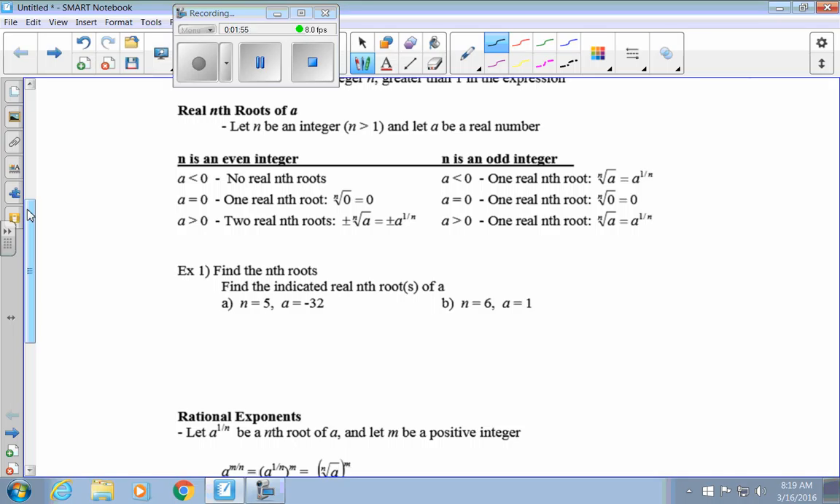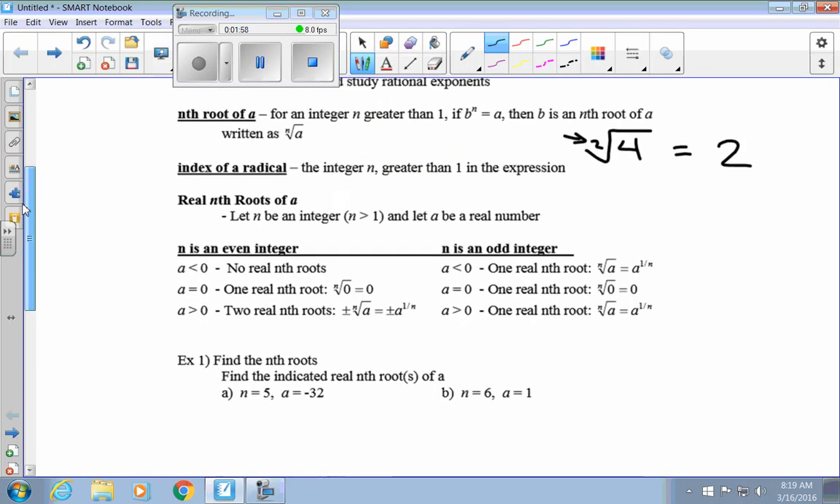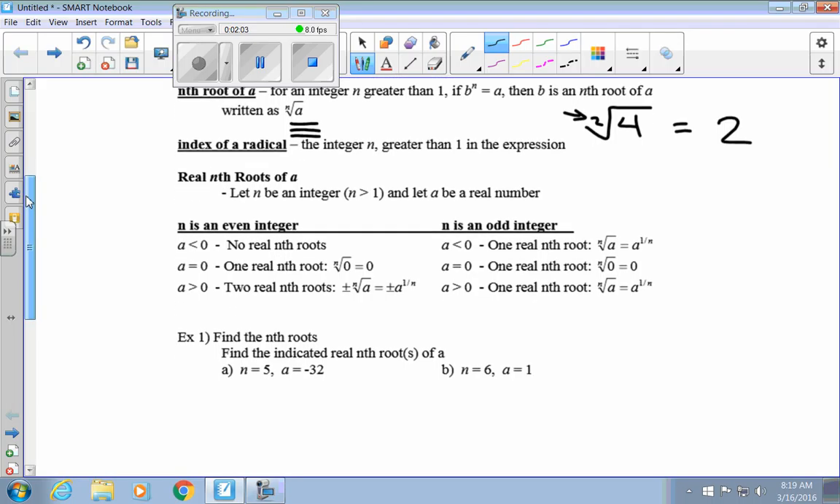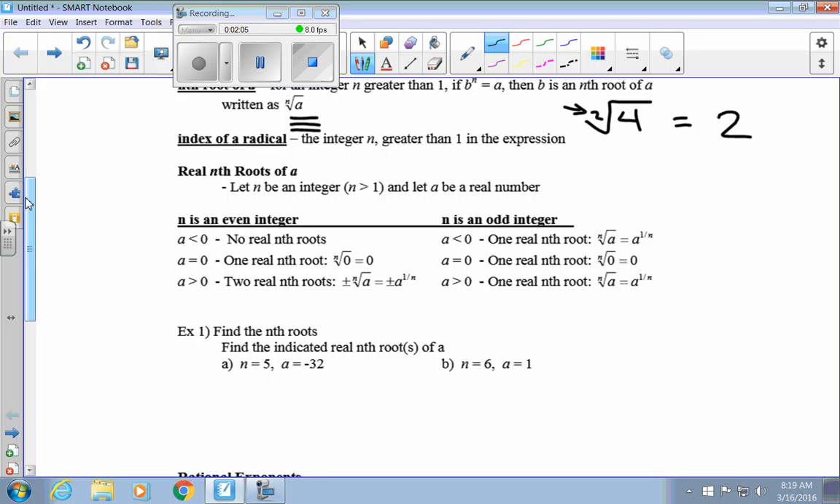If a is less than 0, so if the number inside our radical is negative, there are going to be no real roots because it's imaginary. No number multiplied an even number of times will get you a negative number. So in that case, there's no real roots. If it's 0, we're going to have one real root, and it's going to be 0. And then if it's positive, we're going to have two real roots, the plus and the minus of that root. So that's the same as our square roots.